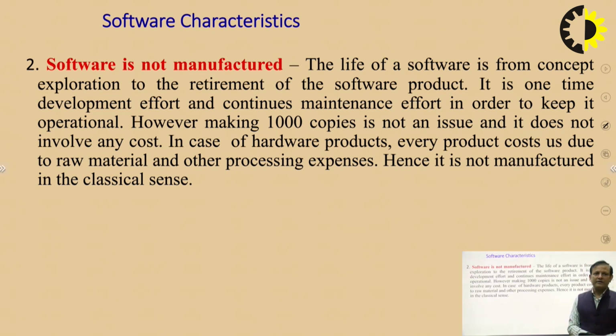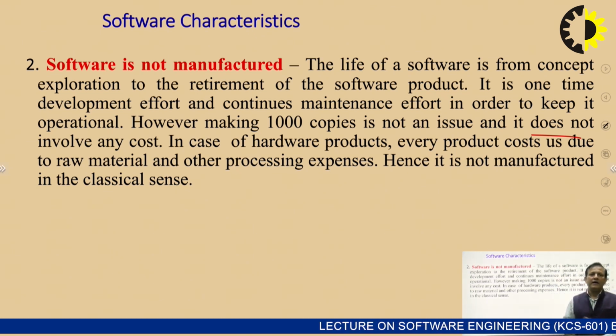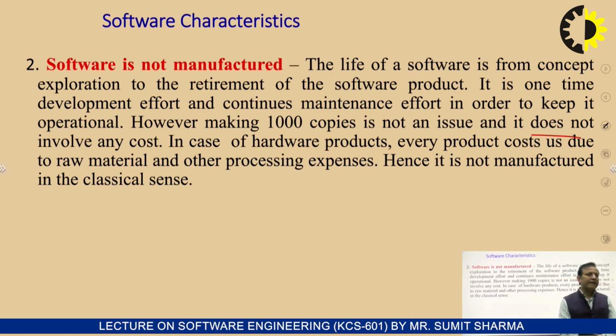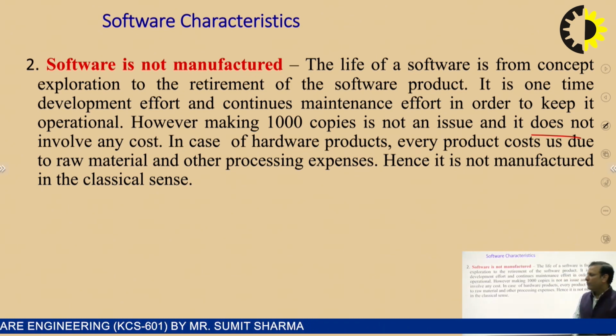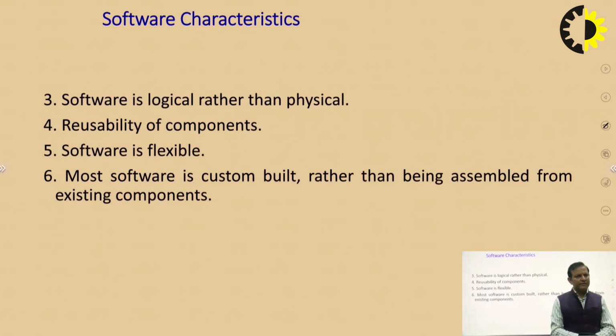Software is not manufactured, it's developed. The life of the software is from concept exploration to the retirement of the software product. It is one-time development effort and continuous maintenance effort in order to keep it operational. However, making 1,000 copies is not an issue and it does not involve any cost. In case of hardware products, every product costs us due to raw material and other processing expenses. So we can say it is not manufactured in the classical sense. It's logical rather than physical. It's not touchable. We can see it.